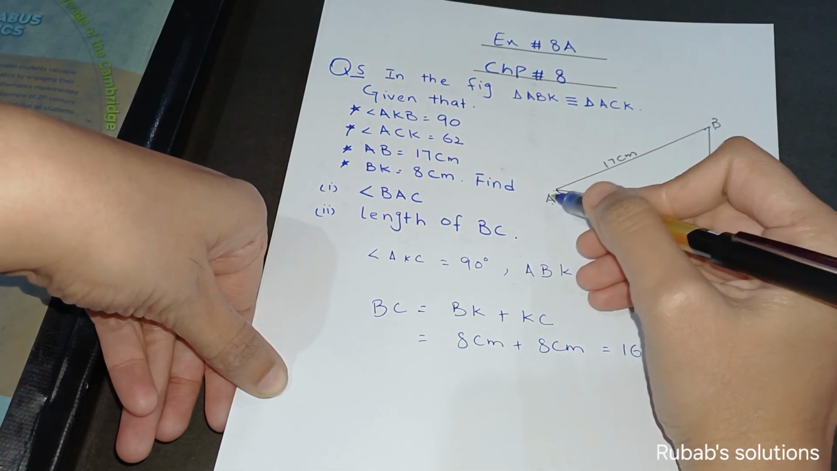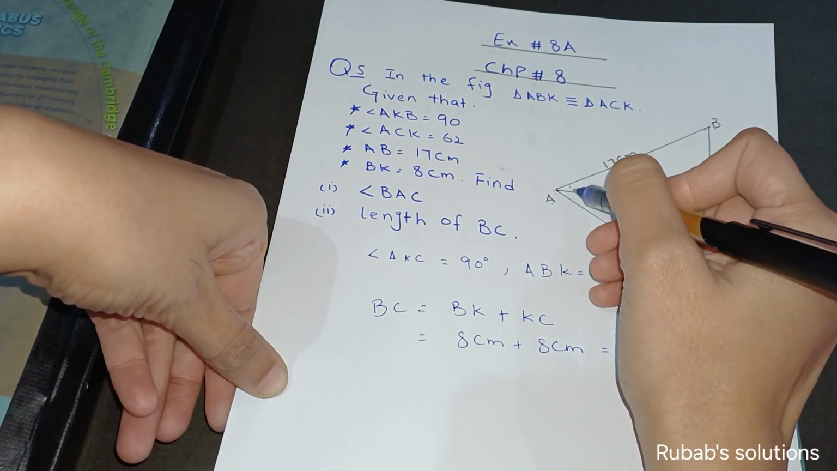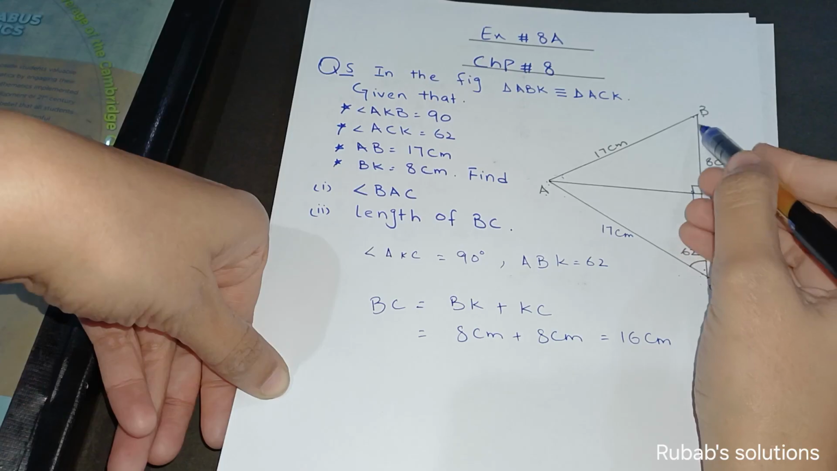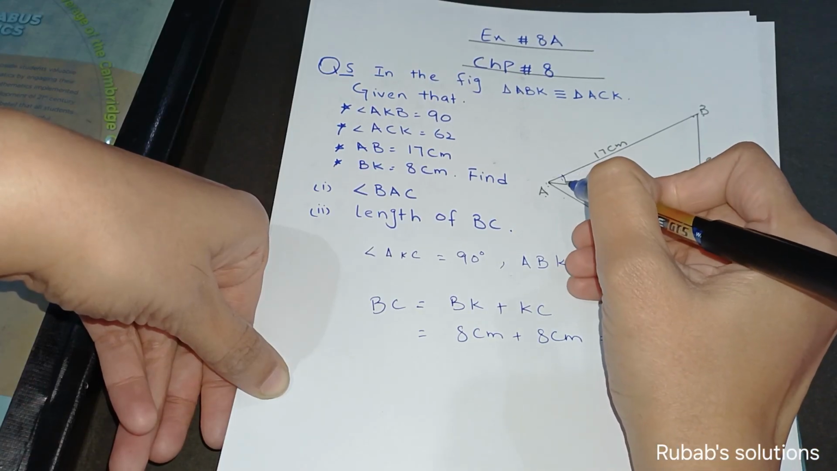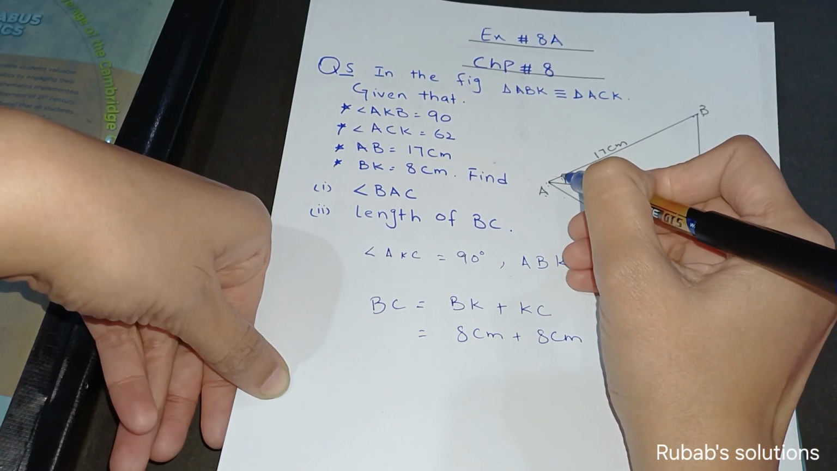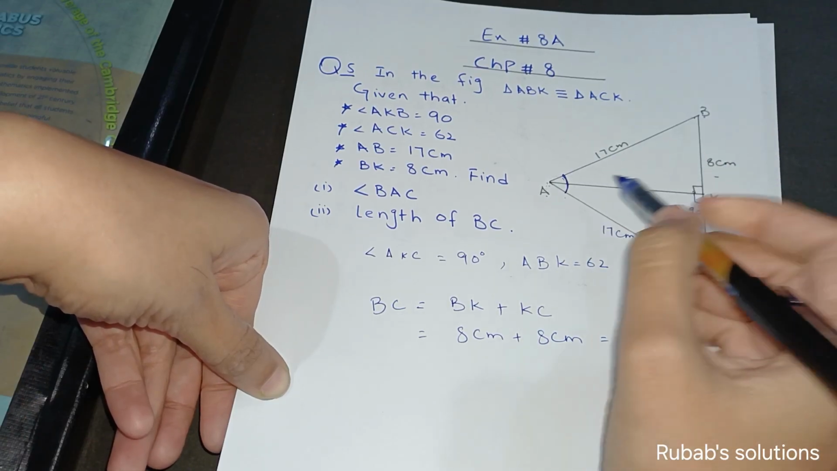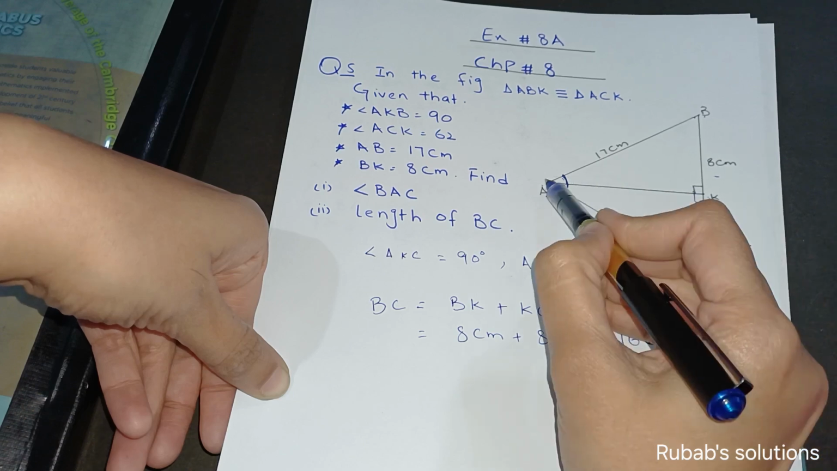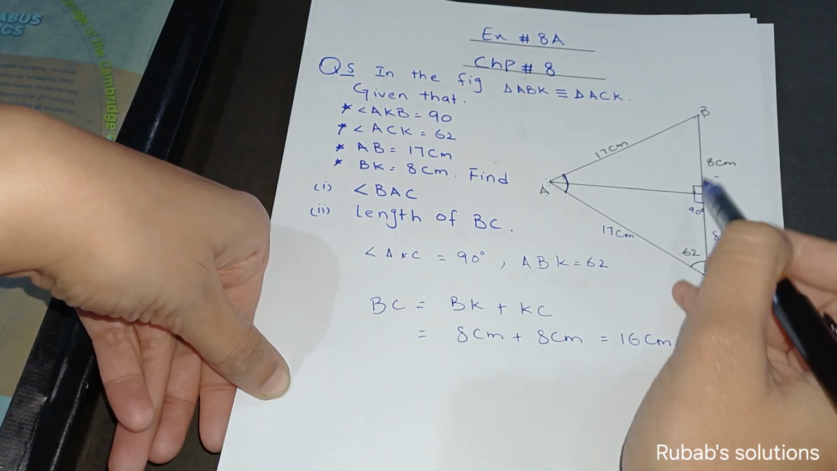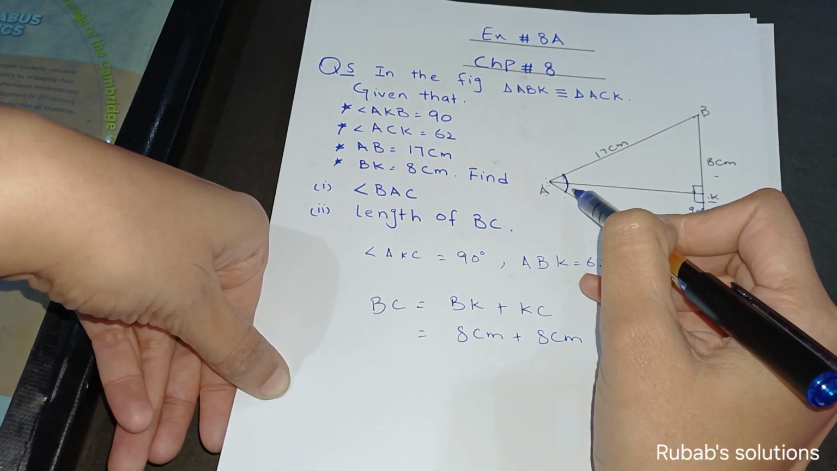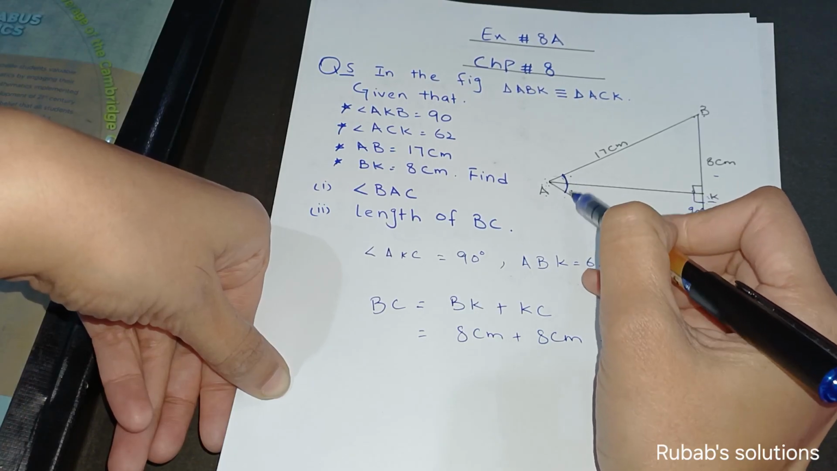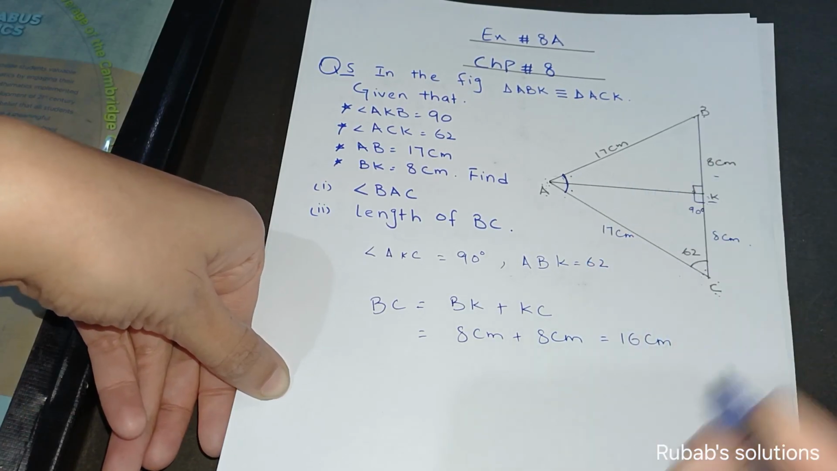Now you have to identify whether you have to find only this angle or the complete angle. They are asking about BAC. If they were asking about BAK, you would have to find only that angle. But now you have to find the complete angle. BAC is a combination of two angles, BAK and KAC. From this triangle I will figure out this angle, which will be equal to the other angle, and by adding these two angles I'll get the complete angle.